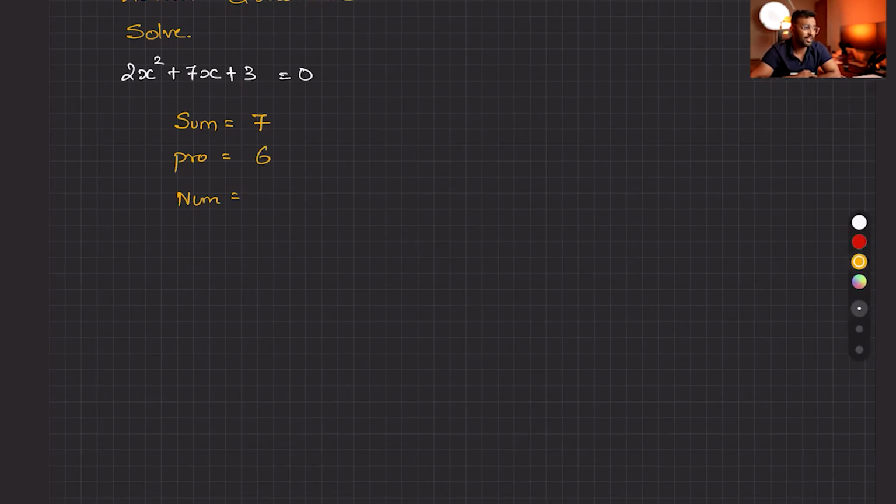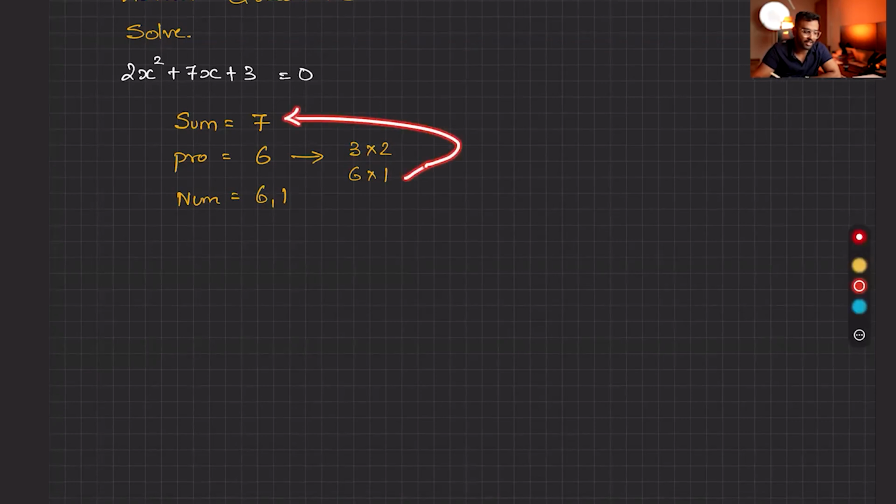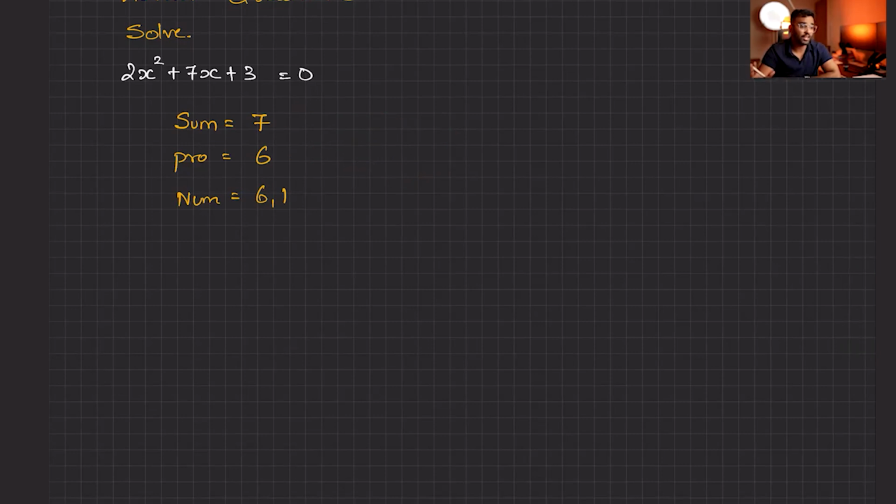What are the numbers? If you add them, you get 7, and you multiply them, you get 6. If you don't know, you go for the factors of 6, which is 3 times 2, 6 times 1. And clearly we know it's 6 and 1. Clear? Because that's the only pair which will get us 6 and an addition of 7. Okay? So far clear, everyone? This is exactly what we did before.